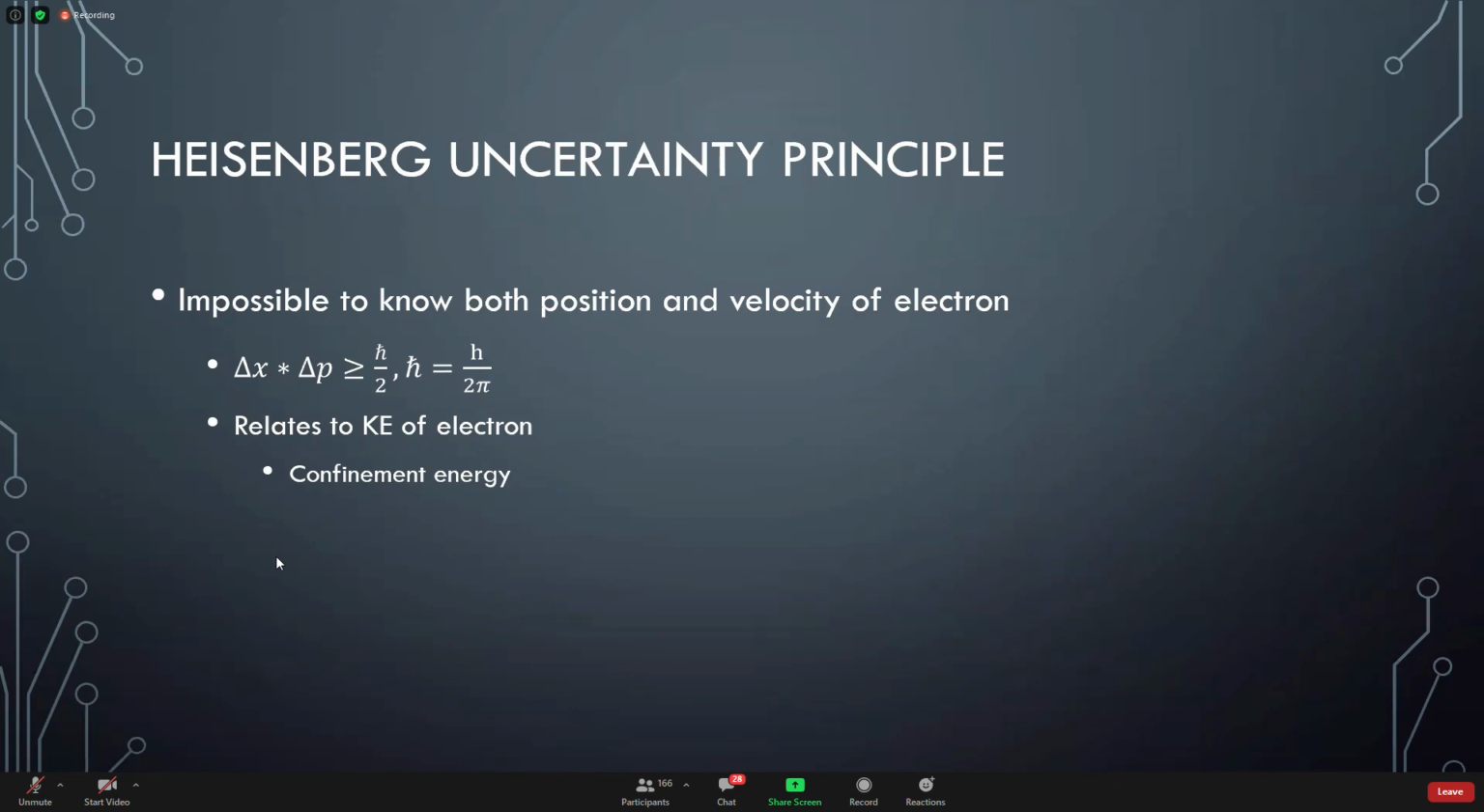And this relates to the kinetic energy of the electron because as we decrease that delta X, as we know more and more about where the electron lies, in turn, we have to have a raise in the uncertainty of the momentum. So that's going to give us the term confinement energy we use. As delta X decreases, our momentum increases, kinetic energy increases. Does that answer your question?